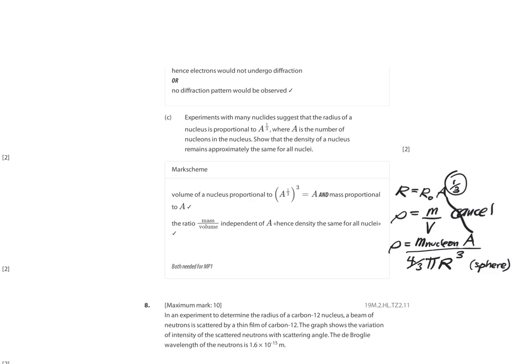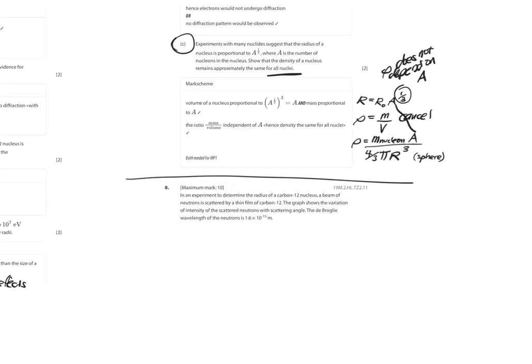And so that shows that the density of a nucleus remains approximately the same for all nuclei, showing that density does not depend on A, the nucleon number. So that's C right there. And that's number 7. So our final question is number 8.